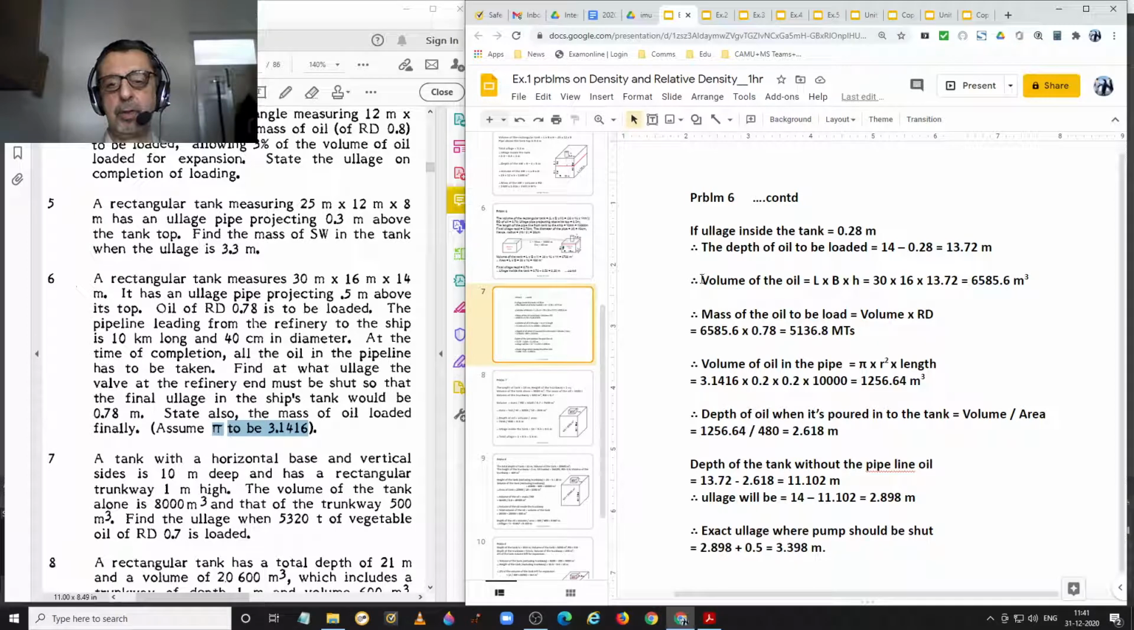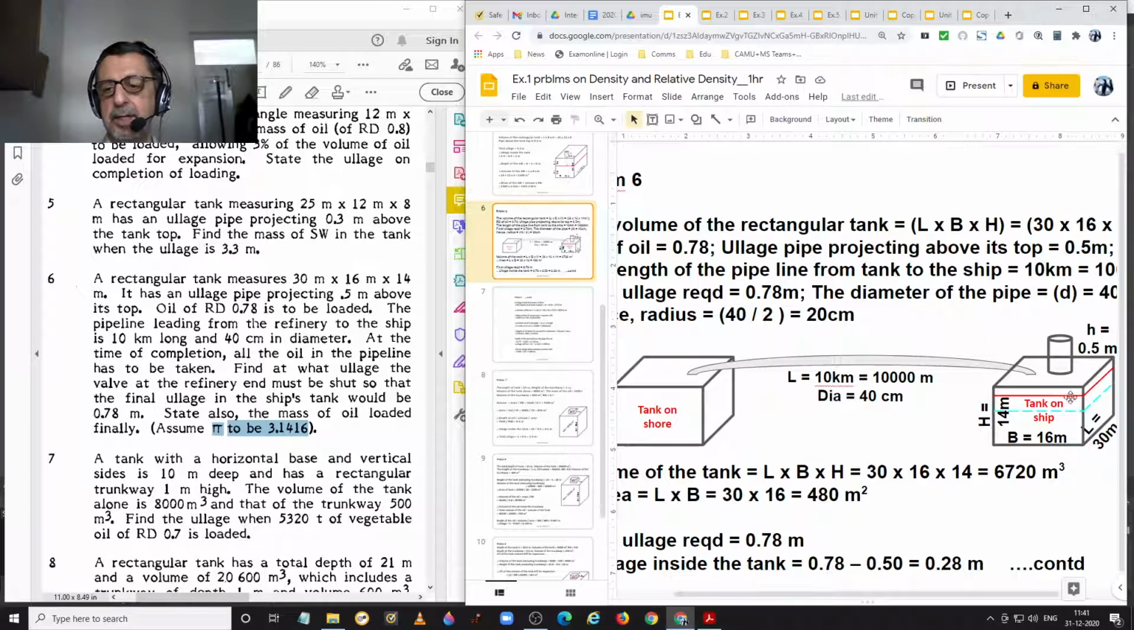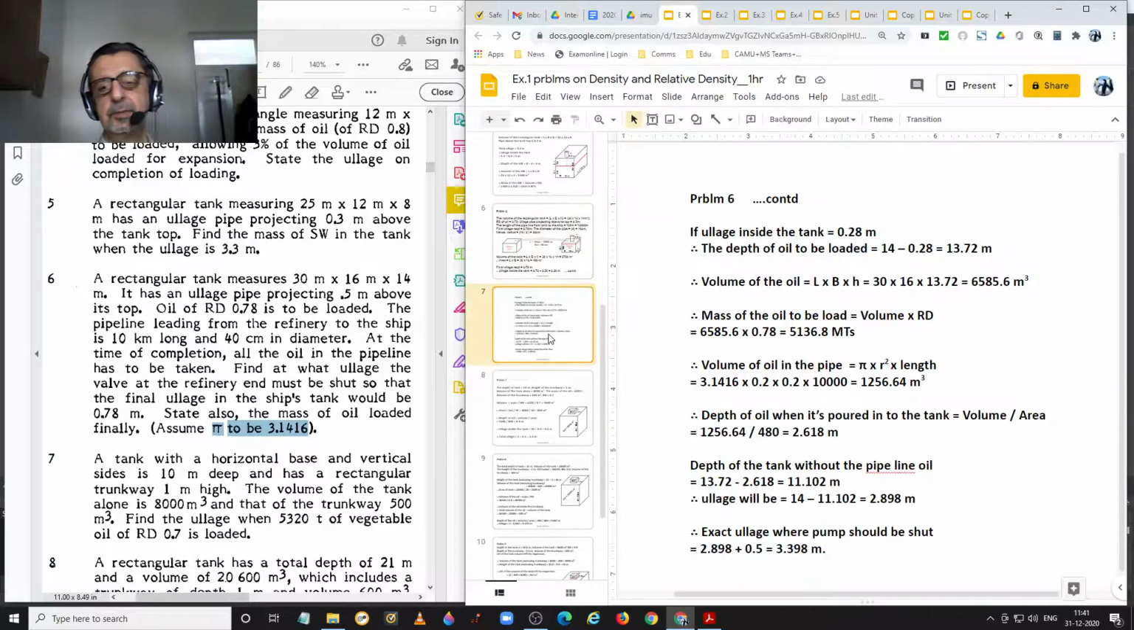The volume of the oil that will be in the tank at a height of 13.72 meters is length into breadth into the depth of the oil. That will work out to 6,585.6 cubic meters. So the volume of the oil from this red line down to the bottom of the tank will work out to 6,585.6 cubic meters.